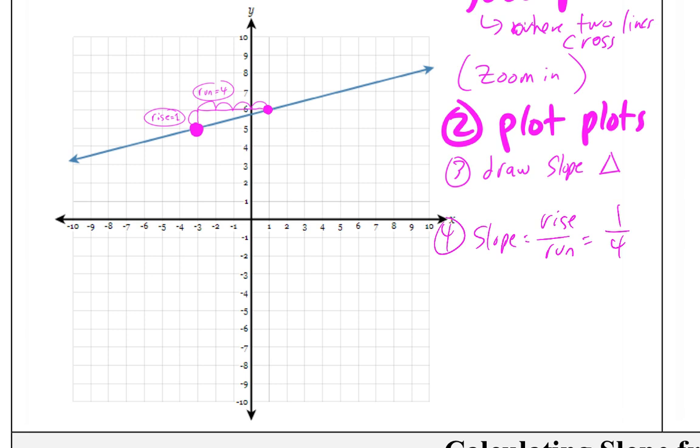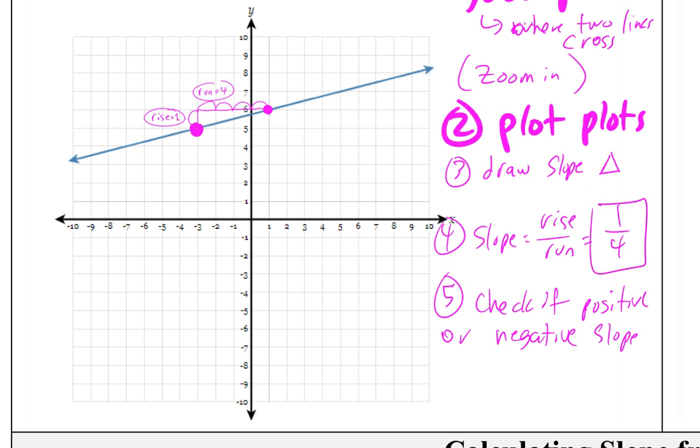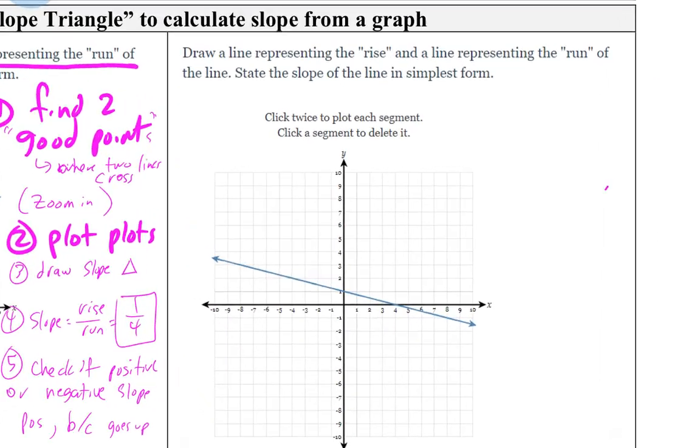And then we need to check if it is a positive or negative slope. This is going up, so we're going to say that it is positive, because it's going up. What we mean is as x is going to the right, y is increasing. All right, so that's it on that. Let's keep it going. Let's go to the next one.